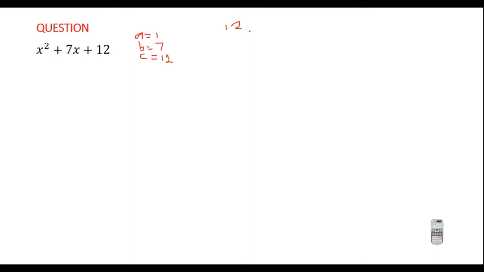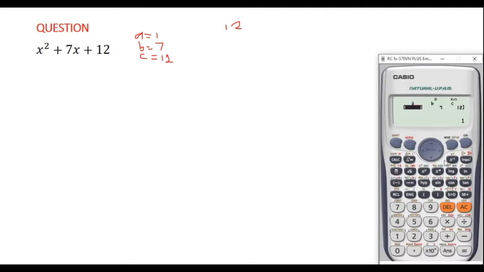Then you move on to your calculator and you punch this equation on the calculator. Now this is how to do it. After you switch on the calculator, press on mode. Then pick equation. Equation is the fifth option. So you pick equation. Then you pick quadratic equation. That is the third option. So the third option will give you quadratic equation.